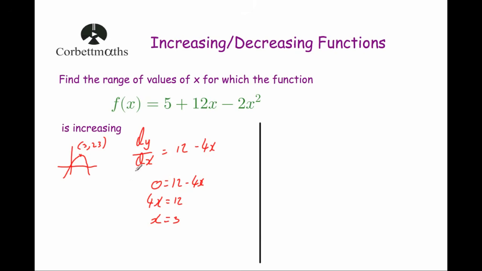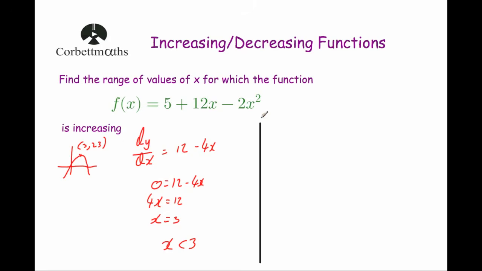But as I said, we're trying to find the values for x for which the function is increasing. Everywhere to the left of the stationary point, the gradient is positive. It's increasing. So x is less than 3 would be our answer. All the values of x less than 3 would give us an increasing function. Anything bigger than 3 would be a decreasing function.